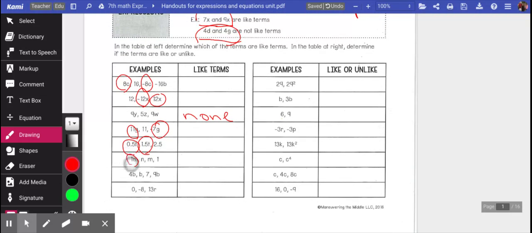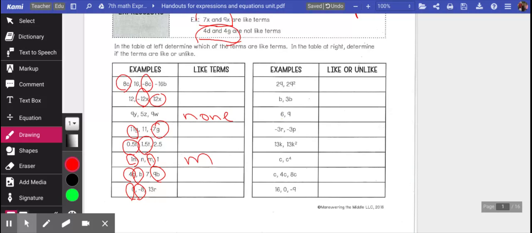On this one, the 1m and the m. And those actually mean the same thing. If you're just given an m, you automatically know it's 1 because there's no other number in front of it. So those two are actually the same. You can see them both ways. Okay, we got 4b, 9b, and then b, which is a 1b. And then we have constants, 0 and -8. Those are all like terms.